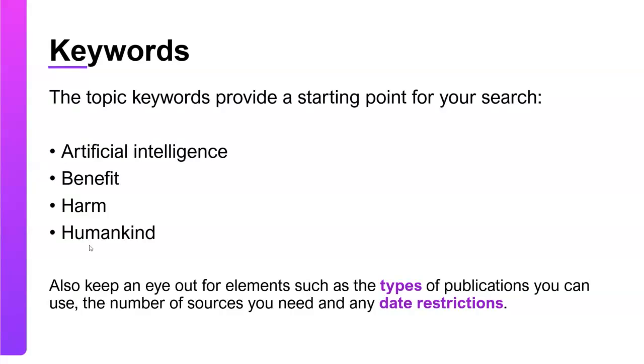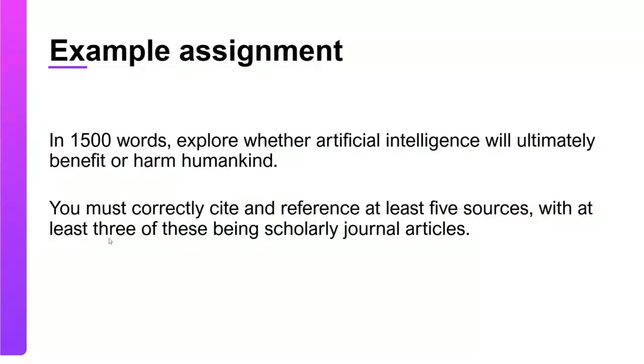We also need to keep an eye out for different elements to do with our assessment. So the types of publications that we're allowed to use and the number of sources that we need, plus any date restrictions. Again, some of these will be in that initial assessment information. So in here, it's already told us that we need at least 5 sources, and at least 3 of these need to be scholarly journal articles.